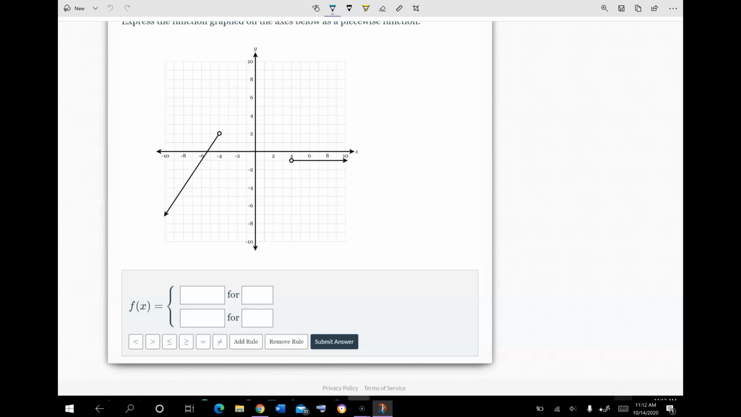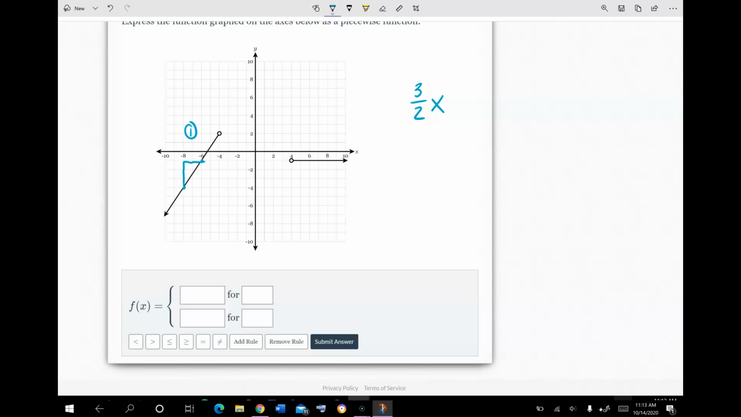So we start with graph 1. I've got a point here, and I got a point here. Left to right, I went up 1, 2, 3, and over 1, 2. So it's 3/2 x.